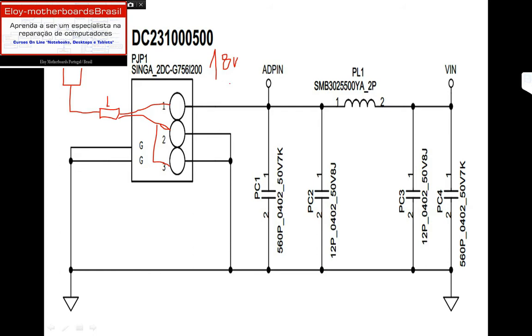So when we supply this board, this ASA 5717, with this 18 volts right here, we can measure it on pin number 1 right here. This is PJP1, power jack 1. We will find this 18 volts on pin number 1.